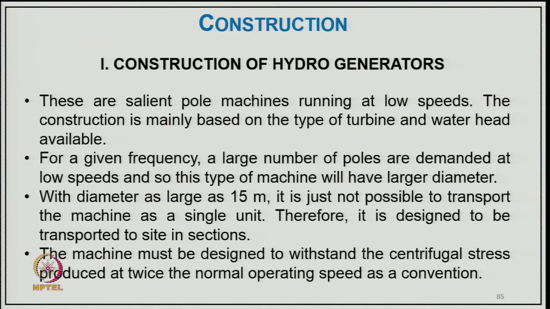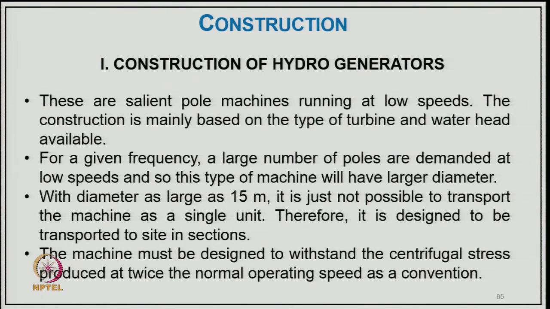Now, let us look at the construction of hydro generators or water wheel generators, which are used in hydro generating systems, or in a water dam. These are cylindrical pole machines running at low speed. The construction is mainly based on the type of turbine and water head available. For a given frequency, a large number of poles is demanded at low speed, so this type of machine will have a large diameter.